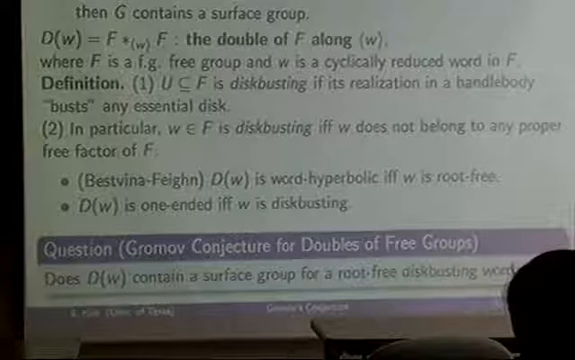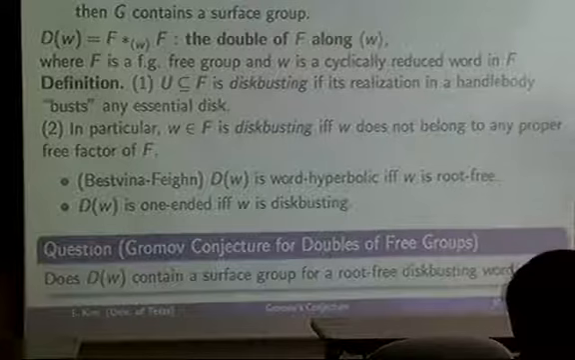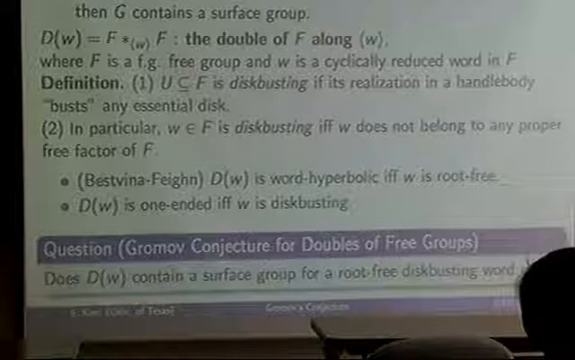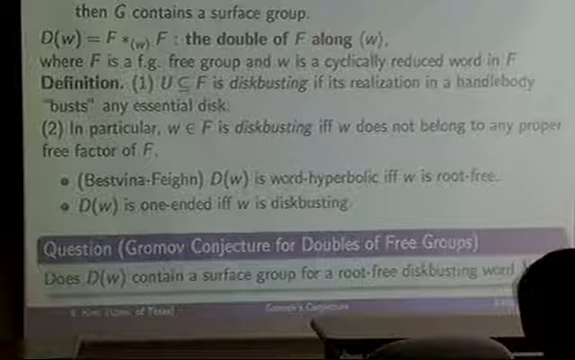So as I said, this is really the starting point, the first step to study surface subgroups of general one-ended word hyperbolic groups. And really a baby case. But at the same time, there doesn't seem to be any reason to believe that this double will contain a surface group. This is just taking a free group and gluing a cylinder. Why would it contain a surface group? So there seems to be very little reason to believe the Gromov conjecture even for these cases.